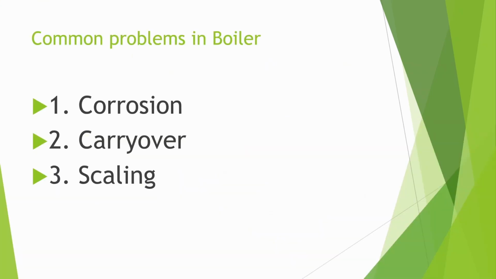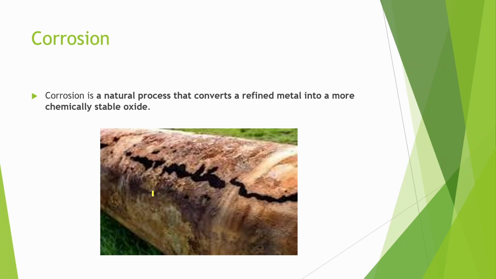So what are the major problems that we face in a boiler? There are three major problems, that is corrosion, carryover and scaling. So we will look at it one by one. The first problem that we face in a boiler is corrosion.